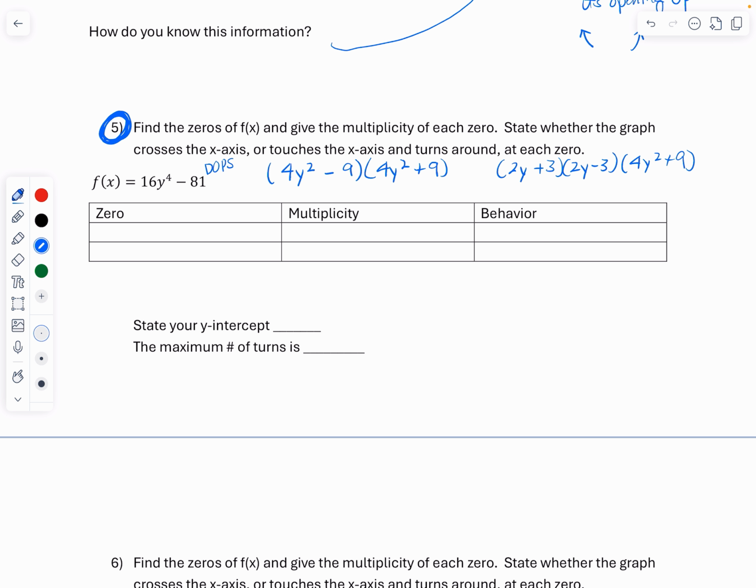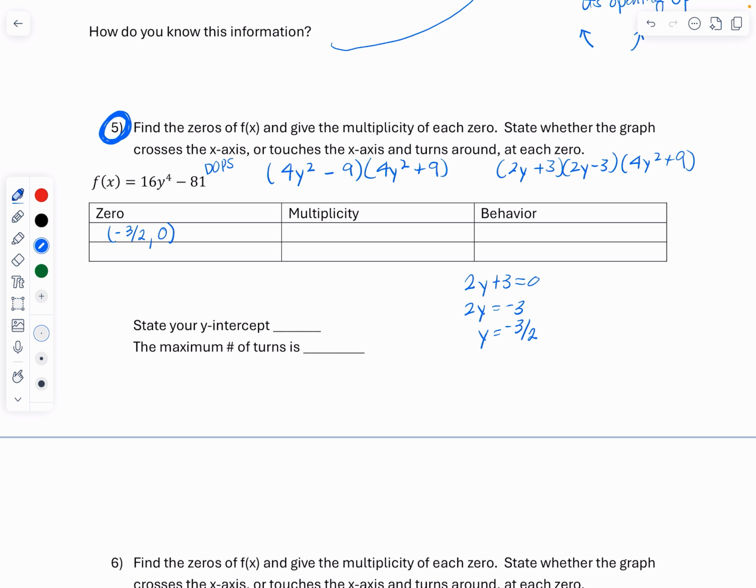That's the first thing I have to do. Now, what I'm going to do is find the zeros. I actually have more than 2 zeros, I have 3 zeros. So I'm going to set each one equal to 0 and solve. So 2y equals negative 3, y equals negative 3 halves. Okay, so my first zero is at negative 3 halves, comma, 0.